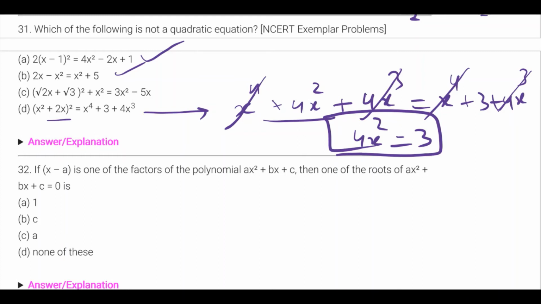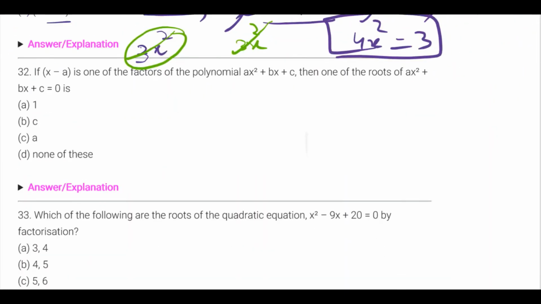But coming to option C, in option C I have a square as root 2x whole square, which is 2x square, and also have this x square, which adds to 3x square. 3x square on the left hand side and the 3x square on the right hand side gets cancelled and forms a linear equation. So option C is not a quadratic equation.